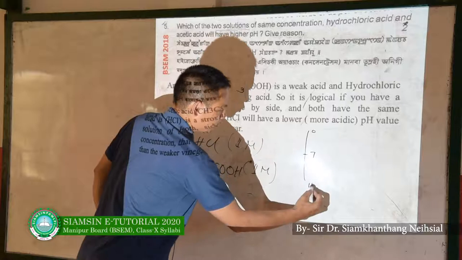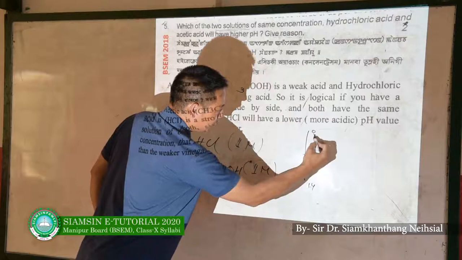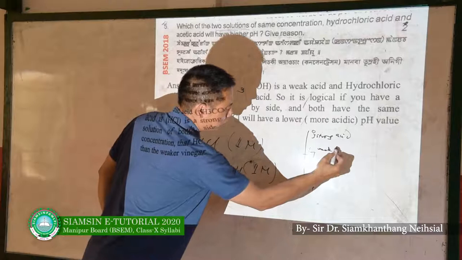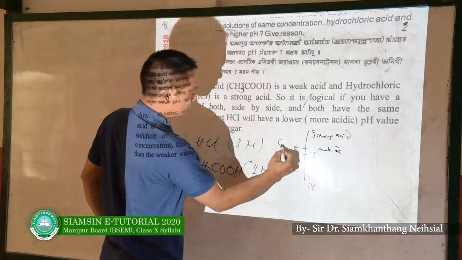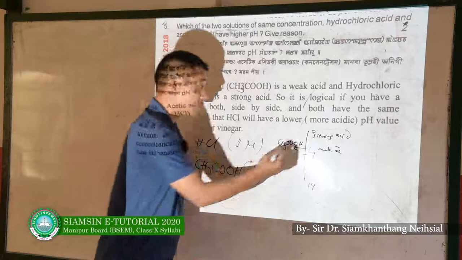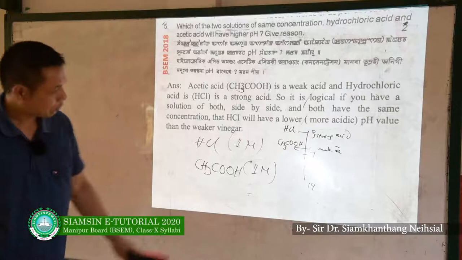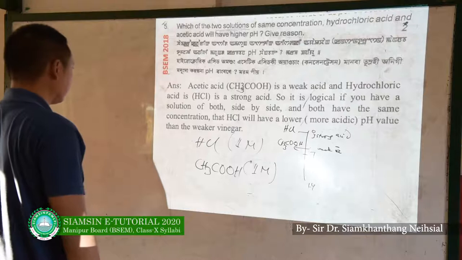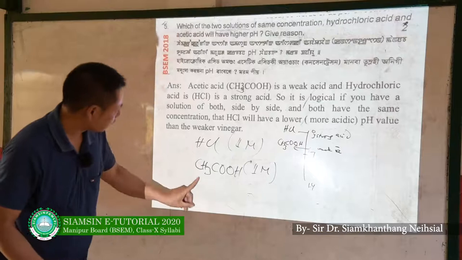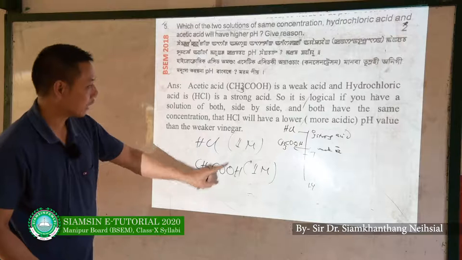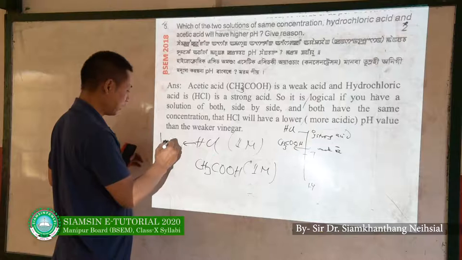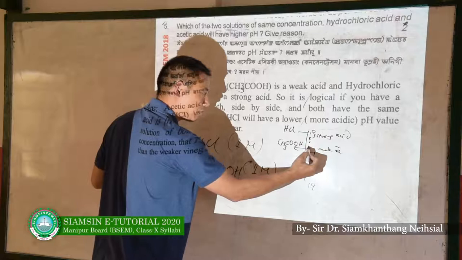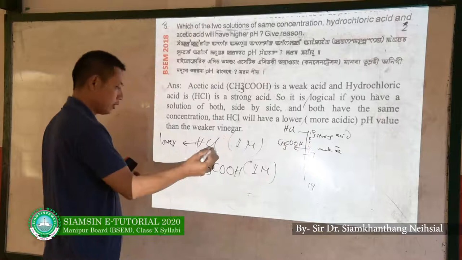On the pH scale of 0, 7, 14, acids are here. This is a strong acid, and somewhere here is a weak acid. So acetic acid must be here. HCl is very strong, and HCl has a lower pH value. Strong acids have lower pH; acetic acid has the higher pH.